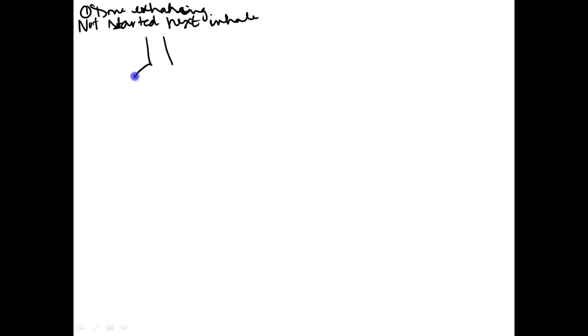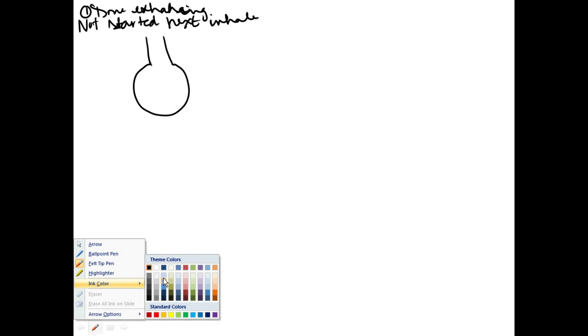So let's start up here with step number 1. At this point, we are done exhaling, but we have not started our next inhale. Okay, so what this means, if we take an individual alveolus like this and draw it out, we're going to make these changes in reference to a single alveolus, but realize this is happening to all alveoli and to the lungs as a whole.